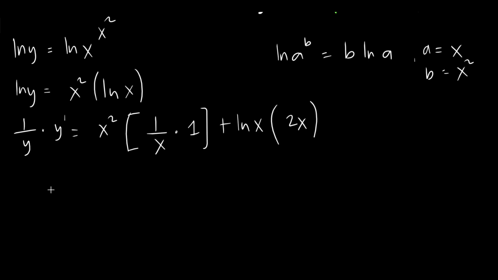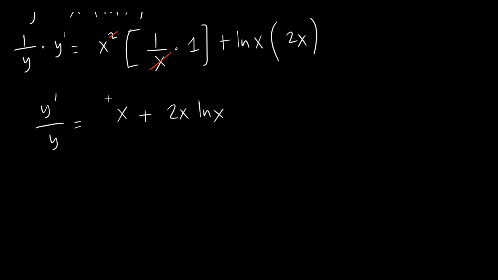Let's simplify. So we have y prime over y is equal to, we will cancel x, x plus 2x ln of x. Then y prime is equal to y times x plus 2x ln of x.